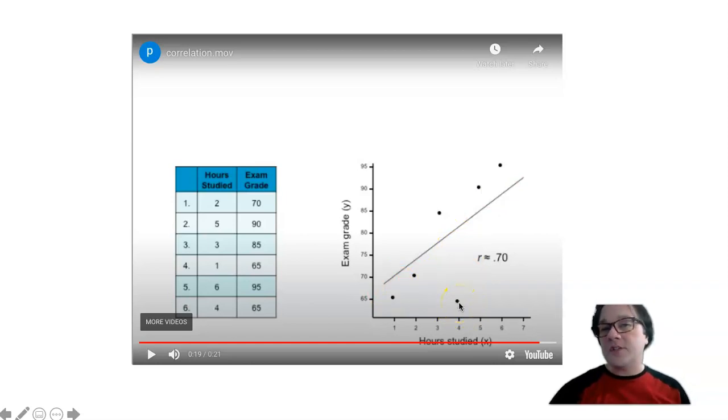But that data point has a special name. We call that an outlier. It's a data point that's not fitting in with the rest of our data. And it's actually what's probably pulling the strength of this correlation down quite a bit. But I'll tell you, to give you the heads up, a 0.7 correlation is considered a moderate to strong correlation. And that should be no surprise, right? That there's a strong correlation between the number of hours that you study for an exam and the grade that you get on that exam.